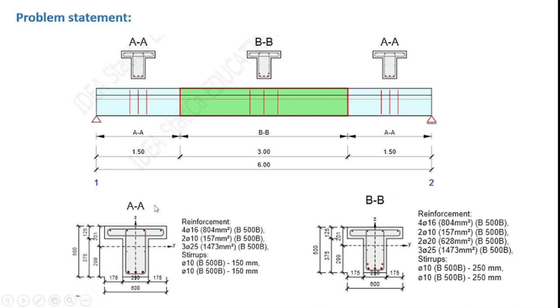In section AA, where we have a lesser moment, the bottom reinforcement consists of only 3Ø25, whereas at BB, where we expect a larger moment, in addition to 3Ø25, we have an additional 2Ø20 bars. For section AA, we have two-legged 10 mm diameter stirrups at 150 mm, and at BB, we have the same two-legged 10 mm diameter stirrups but at a larger spacing, 250 mm. So let us proceed now to the Idea Statica beam module.